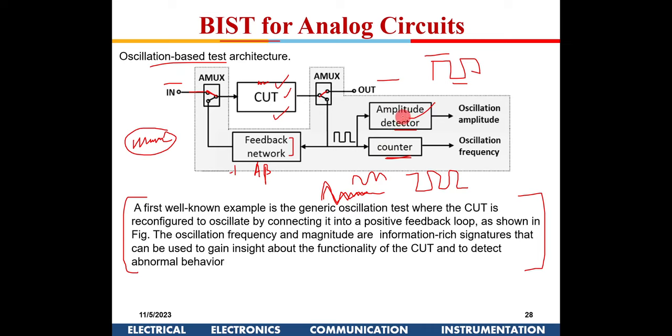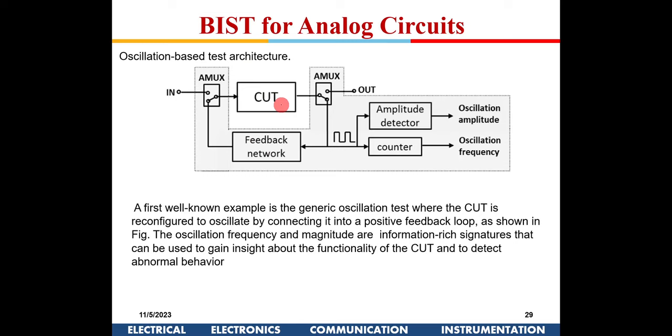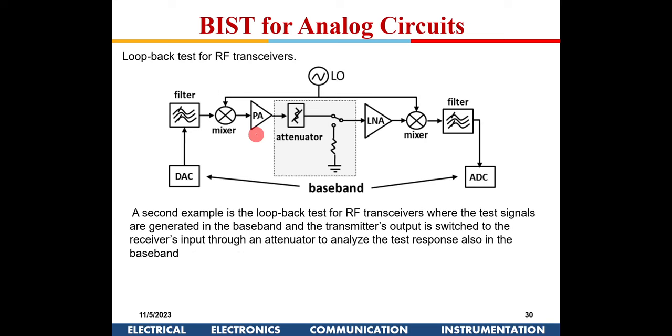So with an amplitude detector as well as a counter, if it is an uncontrolled oscillation, I can find out from the amplitude detector, and if the oscillation is dying down, from the counter I will be able to say. So this is one thing which we can do in the built-in self test. These are all again very specific to the circuit. It is not a generalized rule. These are only philosophies which you can apply to your circuit.